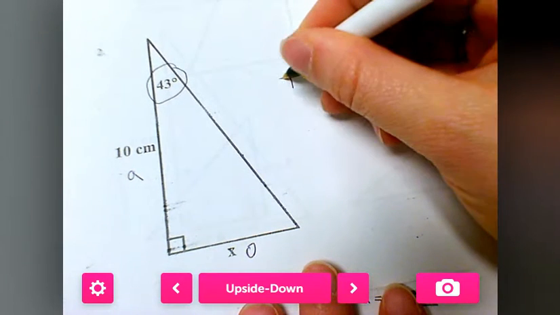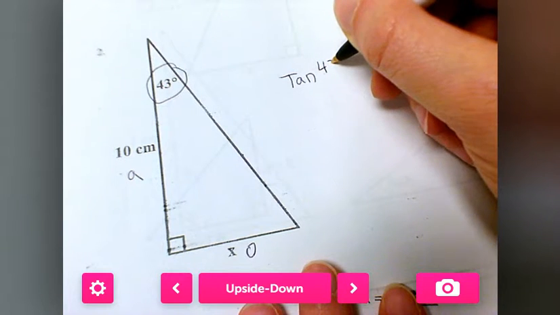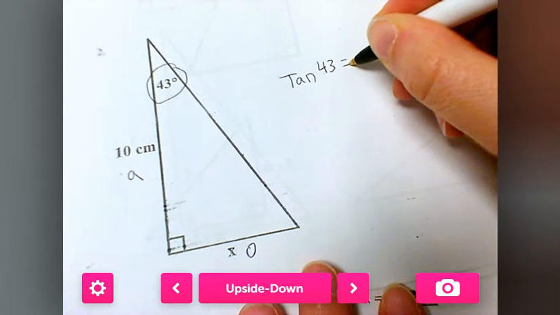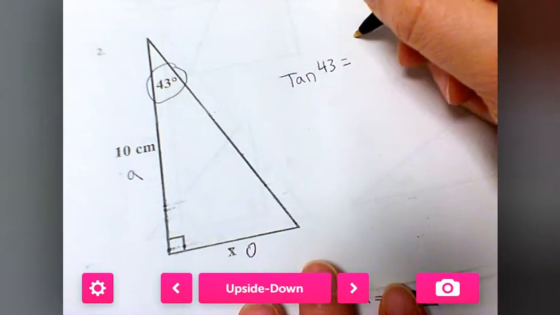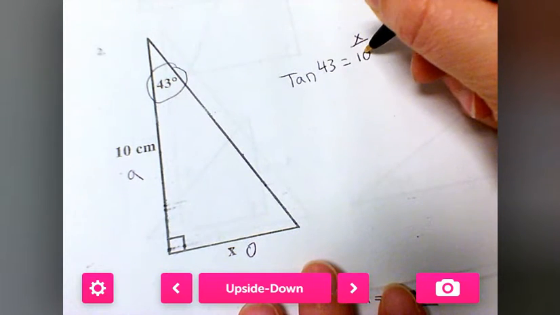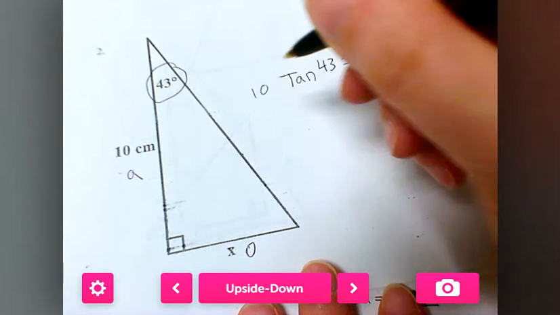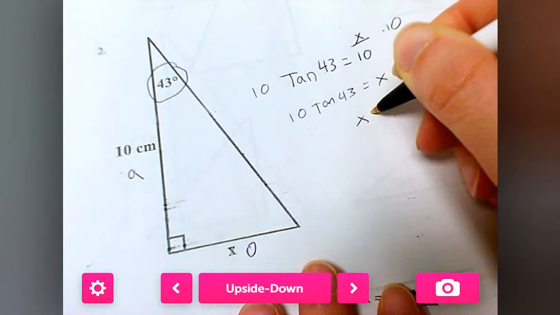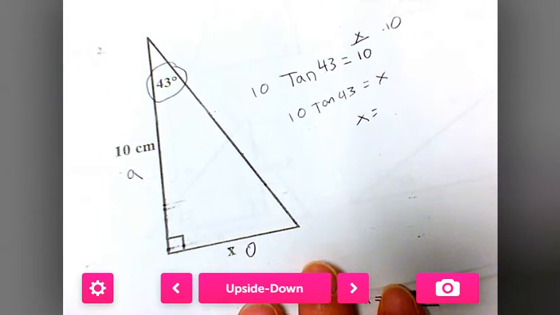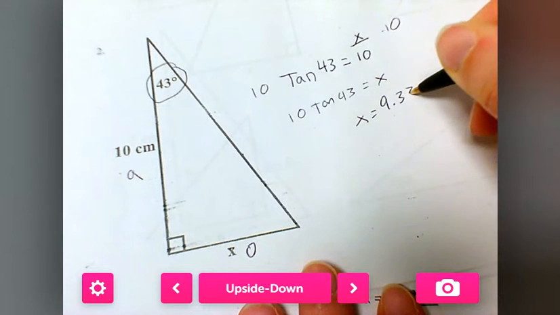So remember, you put whatever the trig function is, so in this case it's tangent, then you put the degree, then you put an equal sign, and then whatever comes first, in this case, like in TOA, O comes first, so O goes on top, A goes on the bottom. And then I'm just going to multiply both sides by 10, and then I'm going to put in my calculator 10 tan 43 equals x. So x equals 10 tan 43 gives me 9.33 centimeters.